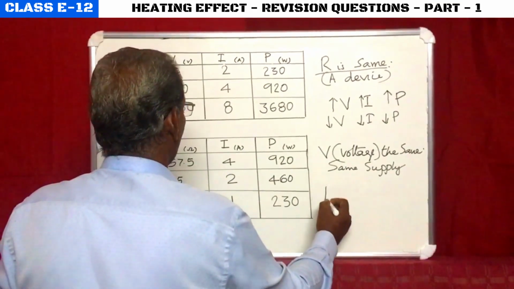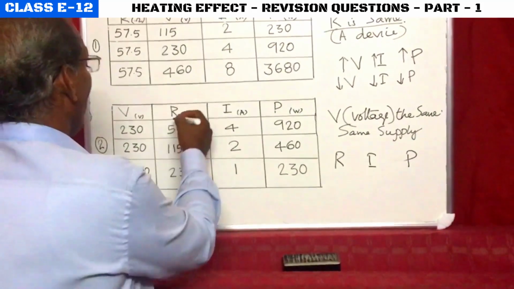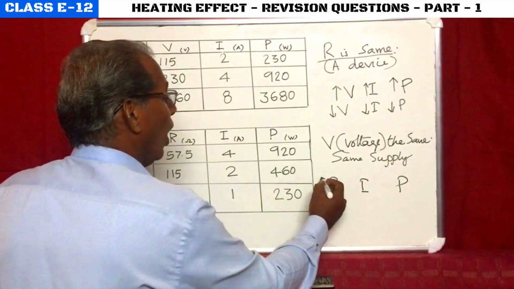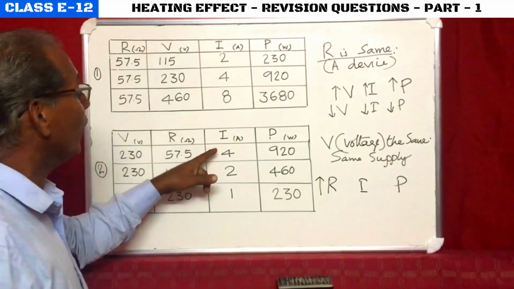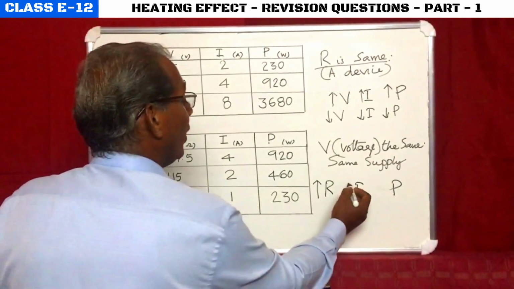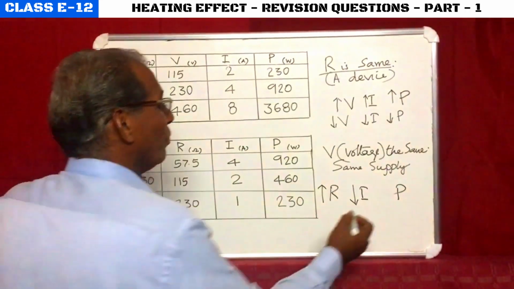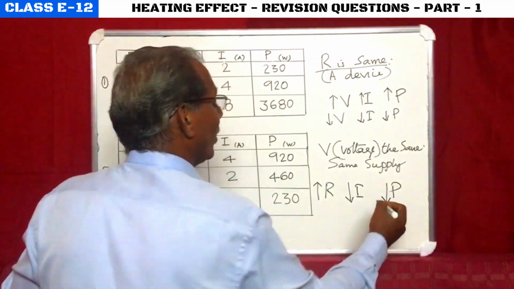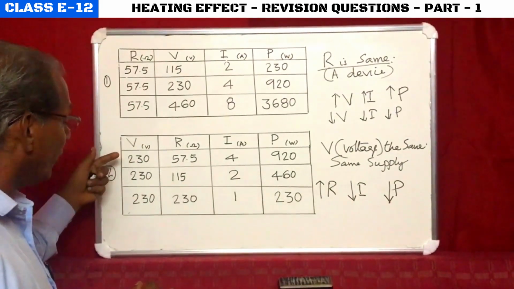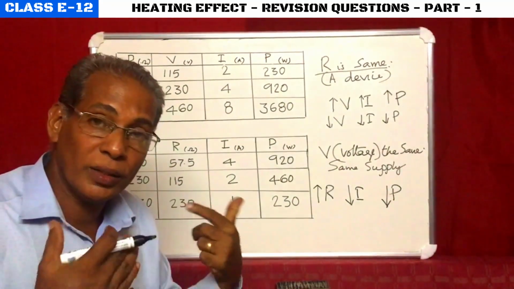We can write R, I and power P. If R is increasing 57.5, 115, 230, what is happening to I? I 4, 2, 1. I is decreasing. What about power? Same rate. Power is decreasing. So this is the relation when same voltage, different resistances, that means different devices.